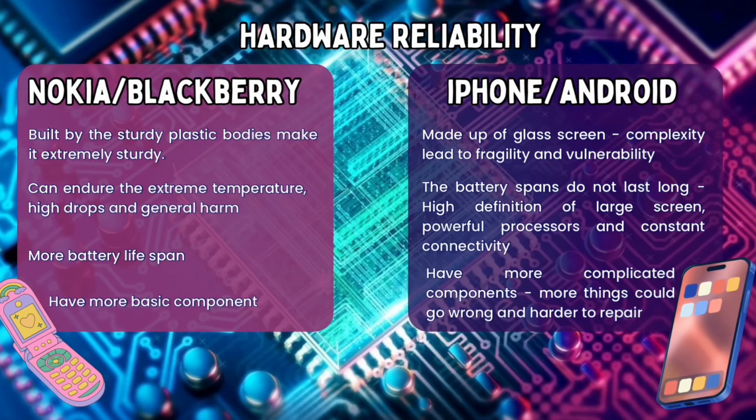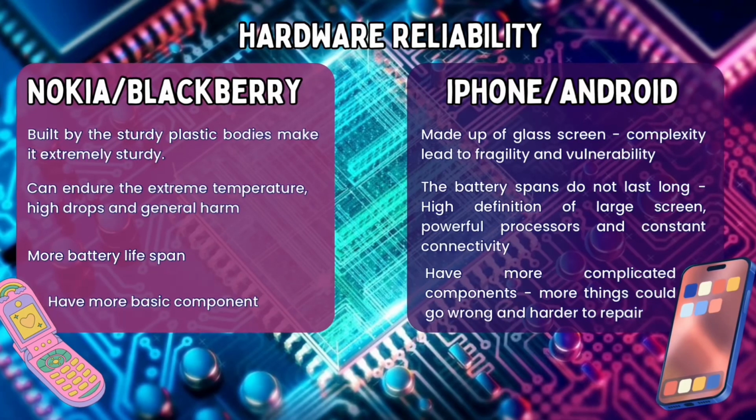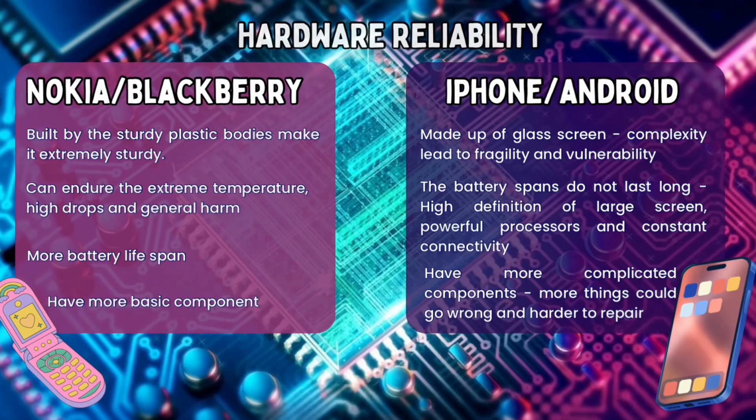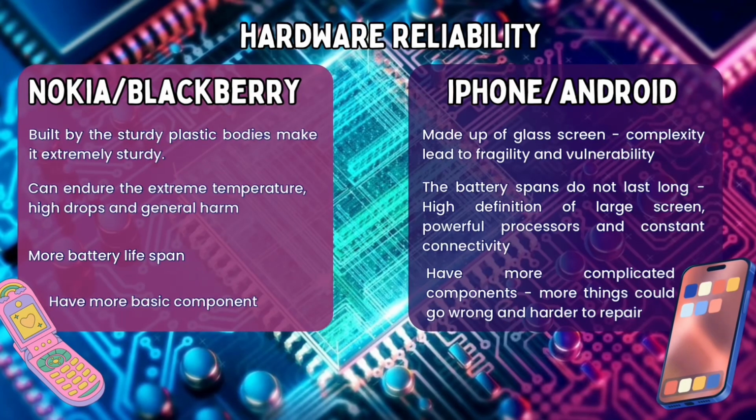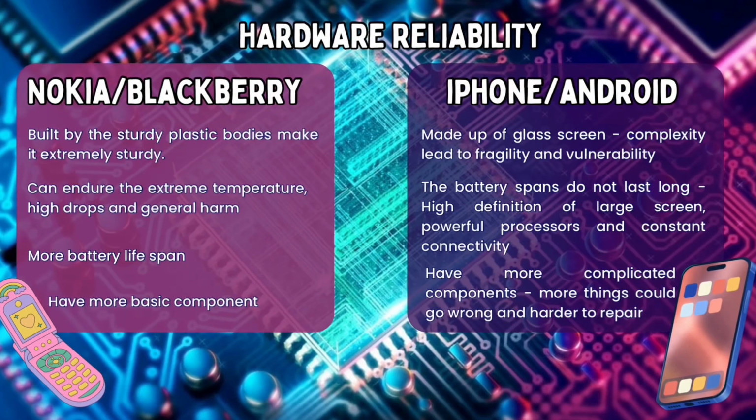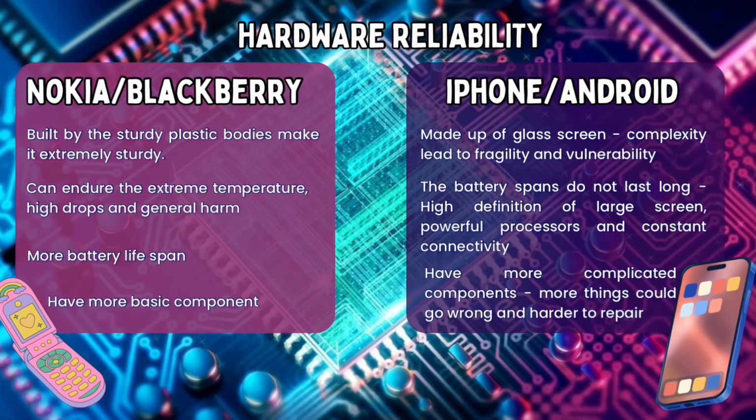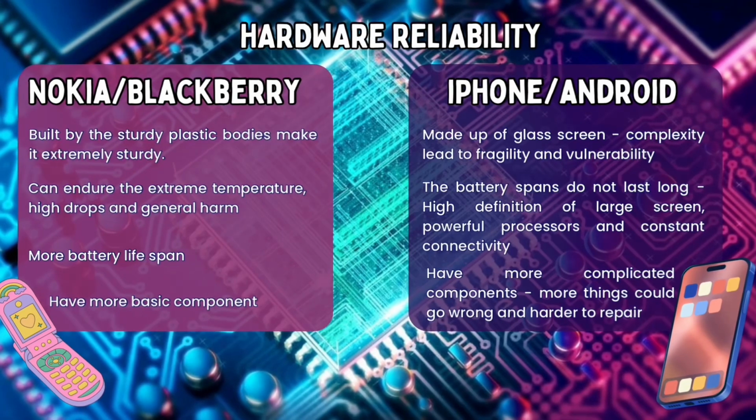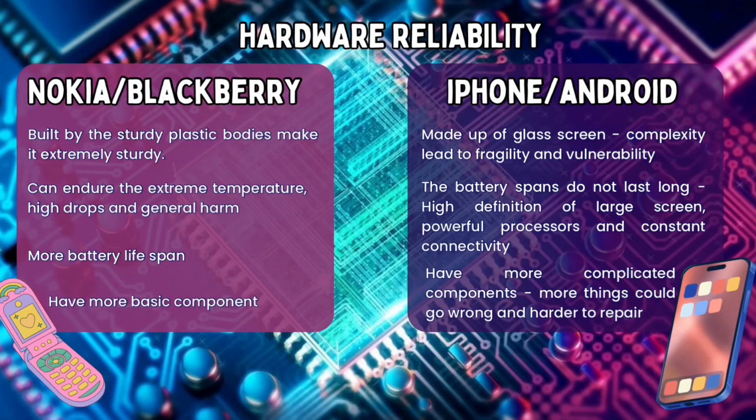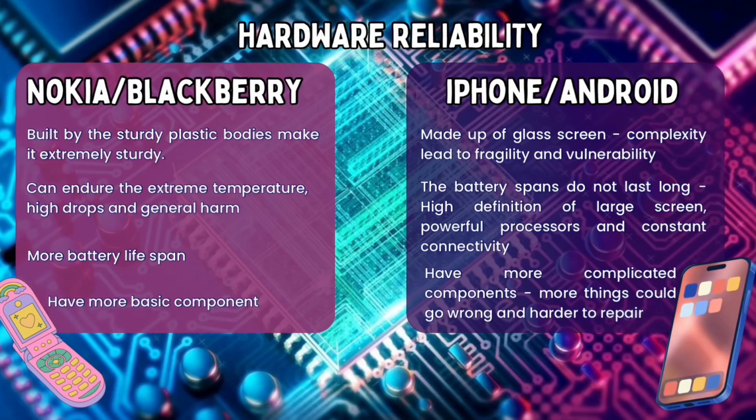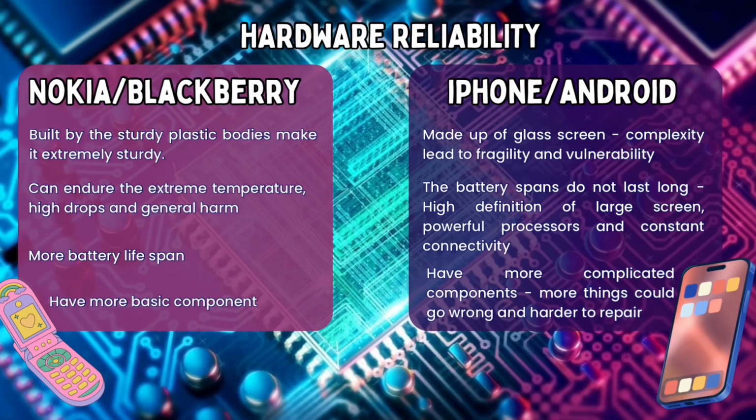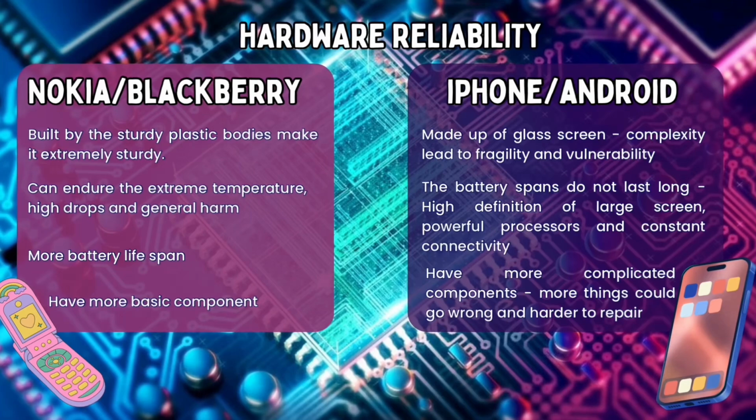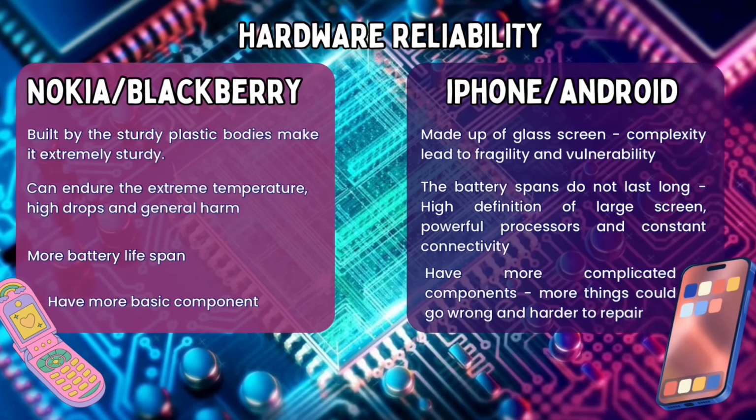This is due to the sturdy plastic body that was used with no luxury design in them, that can endure extreme temperatures, high drops, and general harm. The battery lifespan and technology for Nokia and BlackBerry were much simpler than smartphones nowadays. The phone had a small screen with a less powerful processor, which gave the battery a simpler task. Therefore, the battery lifespan lasted for several days on a single charge.